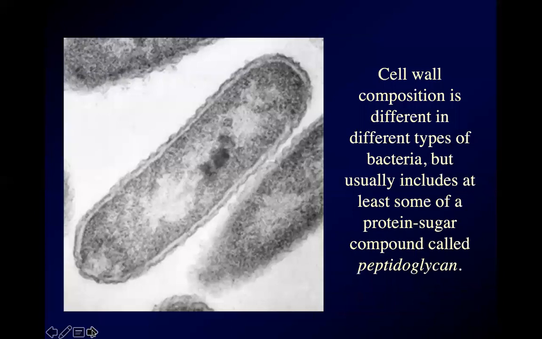There's another one. Again, you've got grainy stuff on the inside. You can see the cell wall on the outside. What it's made of is different in different types of bacteria. That's important clinically, but we don't need to get into it here. Let's just say that at least some of the wall, and in some cases almost all of it, is made of a compound of proteins stuck together with sugars that makes a very rigid substance called peptidoglycan.